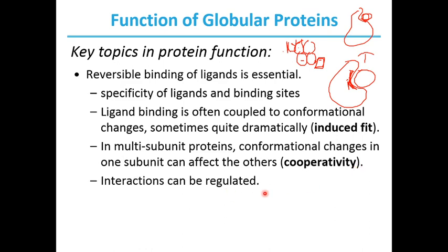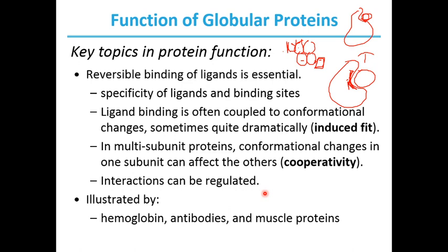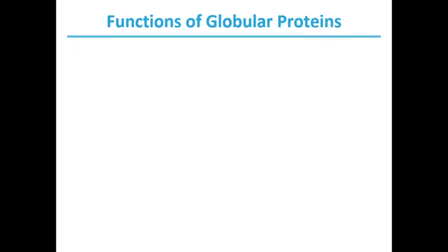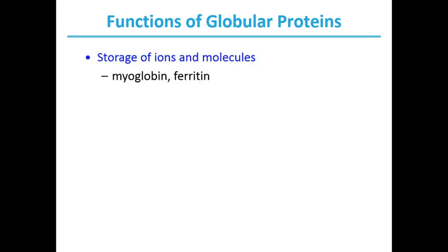Interactions can be regulated. This is illustrated by proteins like hemoglobin, various different antibodies, and proteins that control muscular movements. There are a variety of functions that are associated with globular proteins. The first one is storage of ions and molecules. And this is done by proteins such as myoglobin. We have seen this before.